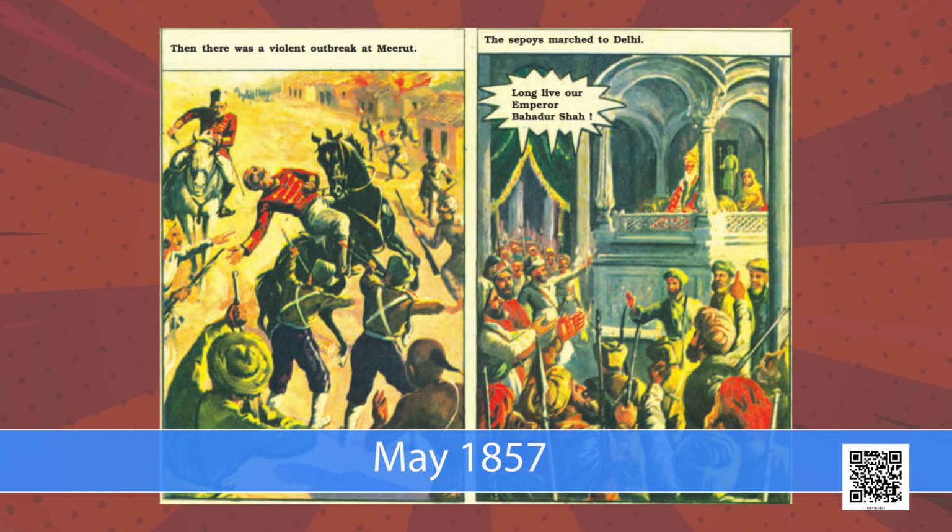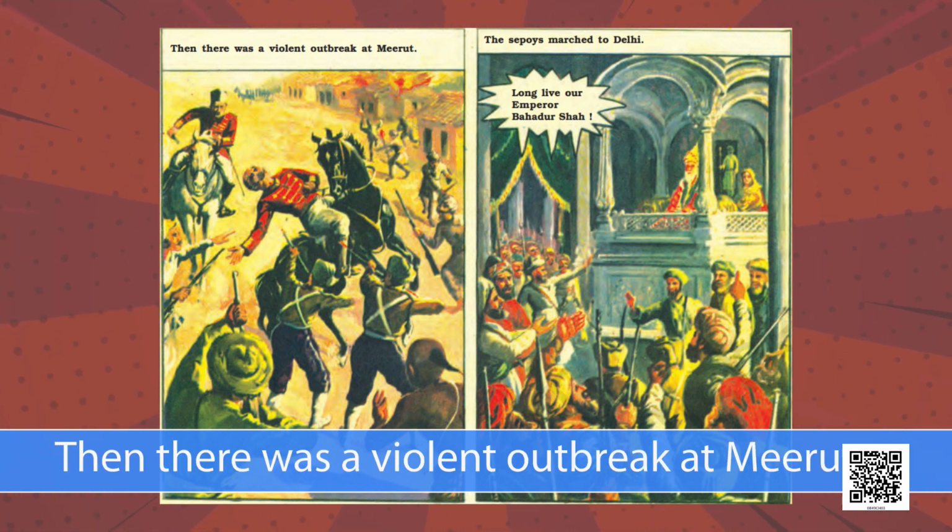The sepoys mutinied in several places beginning from Meerut, and a large number of people from different sections of society rose up in rebellion. It is considered the biggest armed resistance to colonialism in the 19th century, anywhere in the world. The sepoys in the regiment at Meerut refused to do the army drill using the new cartridges. So 85 sepoys were dismissed from service for refusing to follow the orders of biting off the cartridges, which were coated with fat of cows and pigs. They were sentenced to 10 years in jail for disobeying their officers.